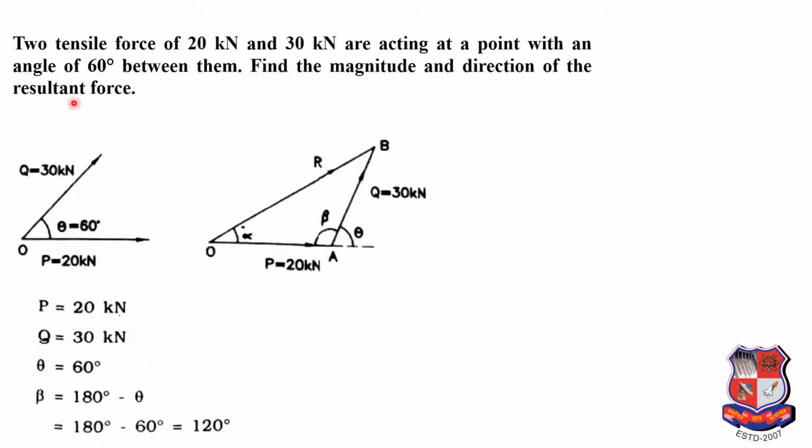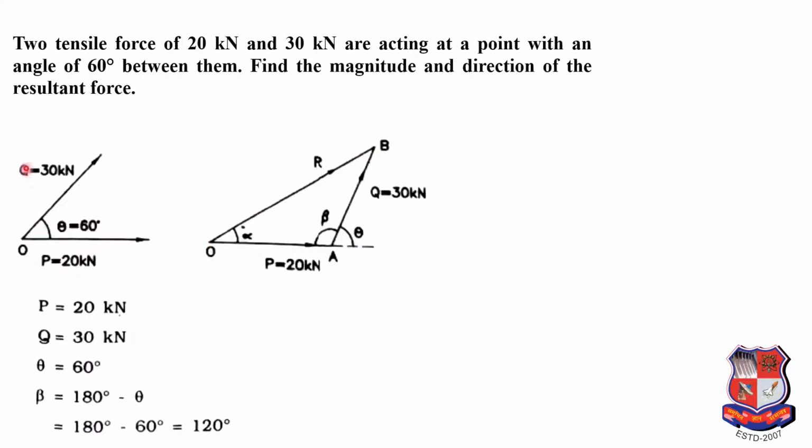So we will try to understand that two tensile forces. So we are seeing the two tensile forces of 20 kilonewton and 30 kilonewton acting at a point with an angle of 60 degrees there. Okay, now we have to find the magnitude and direction of the resultant force. So from that image you can understand and you can remember your previous theory. Just simple such type of things we discussed. Okay, in that case, that P force was here only, that Q force we apply over here and based on both the forces the resultant was over here.